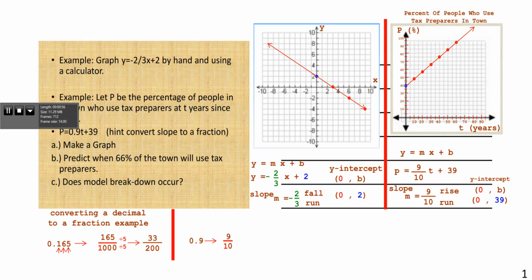So now we can actually start answering the questions. Notice that we answered the first question. Question A, make a graph. We did. We made a graph. Question B, predict when 66% of the town would use tax preparers. Let's see, roughly where is 66%? Can you see it on the graph there? So there it is. Roughly by the dash marks, I've labeled where 66% is at, going out and tracing it onto our graph, into our line, and tracing it down to the t-axis, x-axis reference.